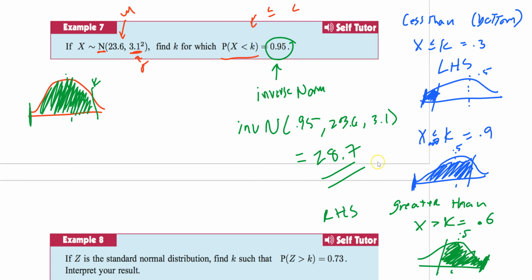Again, what does that mean? Look at it, and keep in mind that should make sense. Halfway is 23.6. And they're saying that over here should be 28.7, right? 28.7 is 95 percentile compared to 23.6, which is 50 percentile. That's all it kind of means. So let's do another one that's a little tougher.